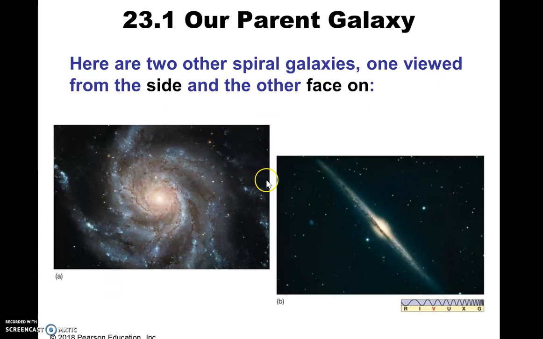And this is looking more down the axis of rotation. You can see the spiral arms winding around this galaxy, and then in this second picture, this is a completely different galaxy, of course, and this is looking edge on. So there's the galactic bulge, and there are the spiral arms.